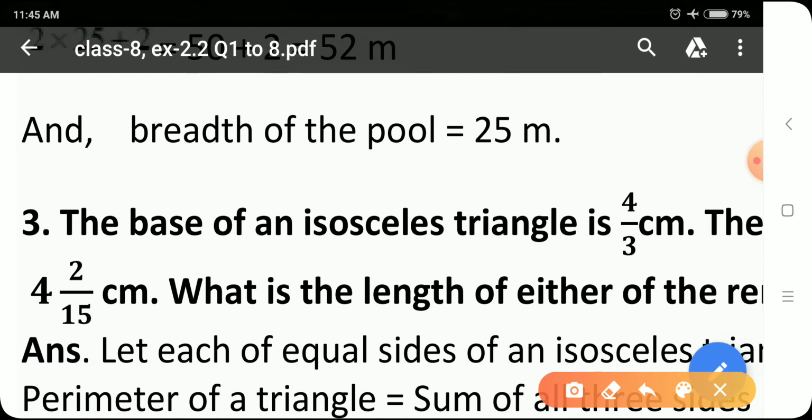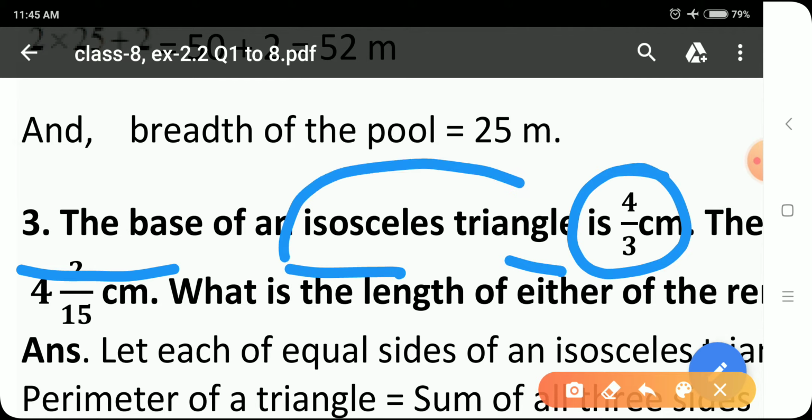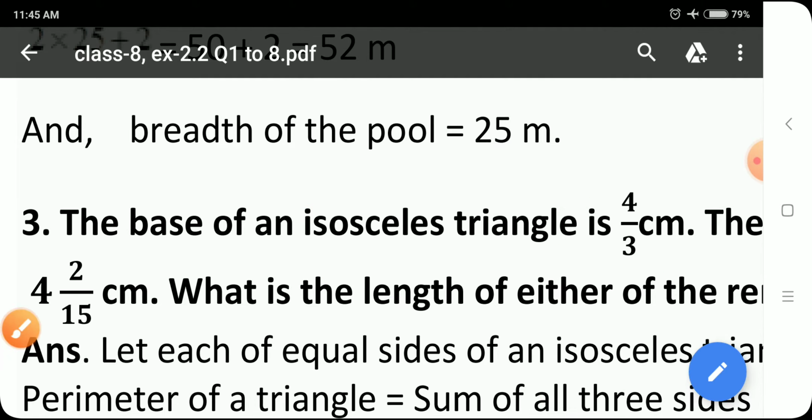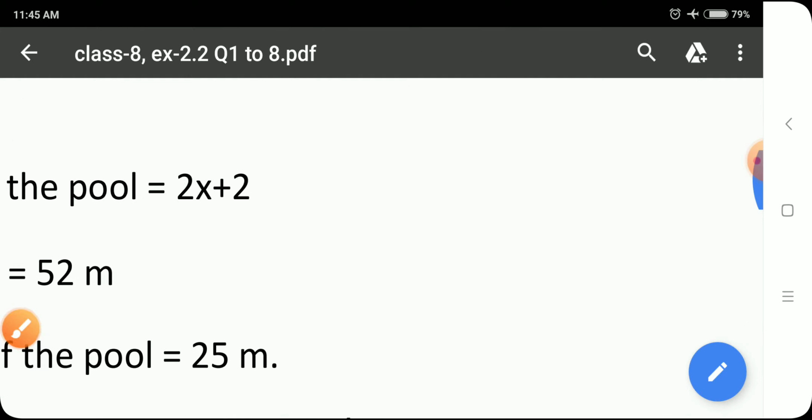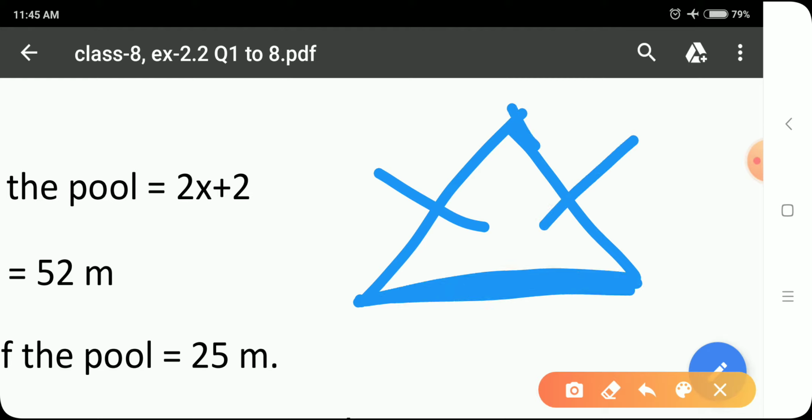Question number 3 is: the base of an isosceles triangle is 4 by 3. Now, an isosceles triangle is a triangle in which two sides are equal. Let us take these two sides as equal. This is known as an isosceles triangle. Now we say that the base of this triangle is 4 by 3.